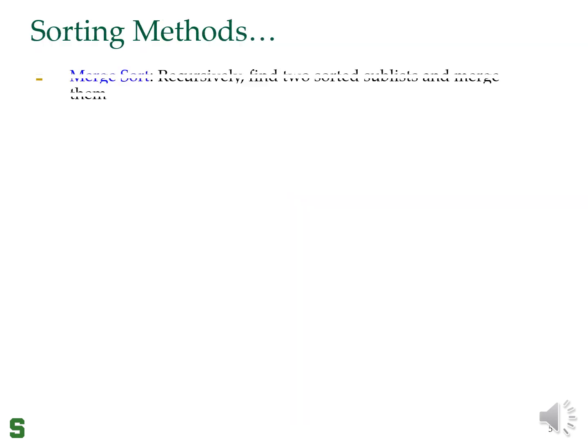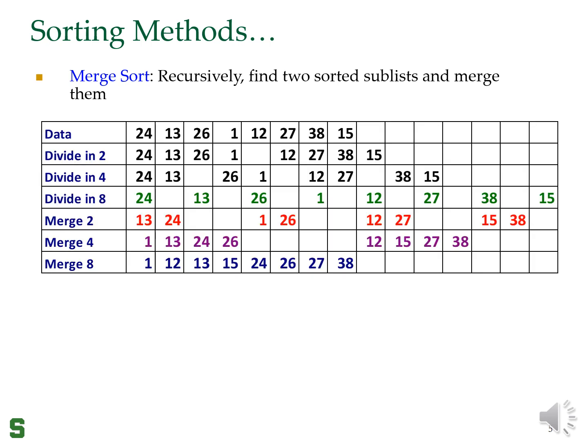Here is another algorithm called merge sort. The goal here is to divide the array into two parts, sort them, and merge them. So once you divide them, if the array is still too big, you divide it further. Keep doing it until the array is small enough that you can sort it directly. So here is an example. You have an array that has 24, 13, 26, 1, etc. It's an array of size 8.